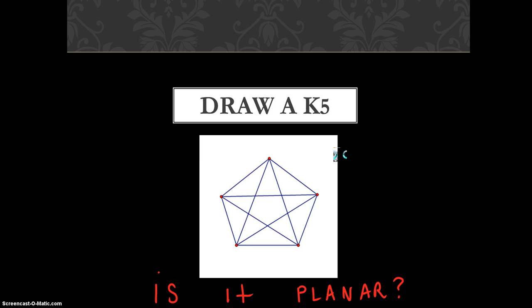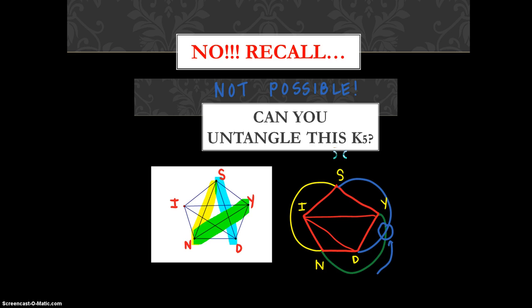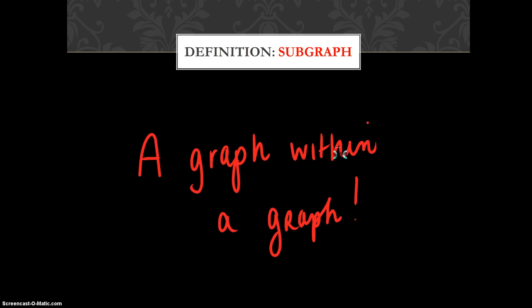Okay, draw me a K5. Remember that's five vertices, each connected to each other. Is it planar? And if you recall, we proved earlier, no, it is not. Okay, so the last new word we're going to learn is called a subgraph. If you have a graph built within a graph, it is called a subgraph.